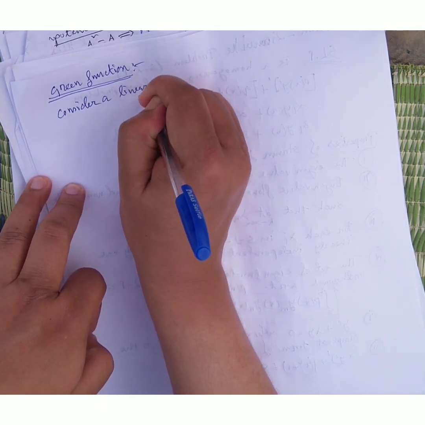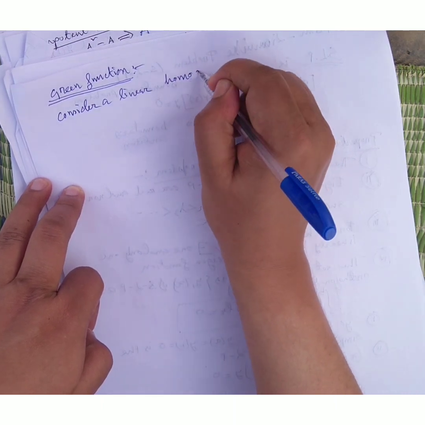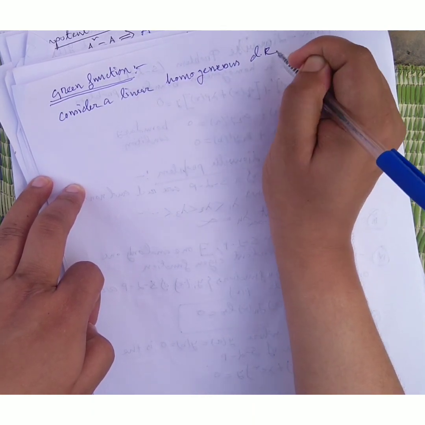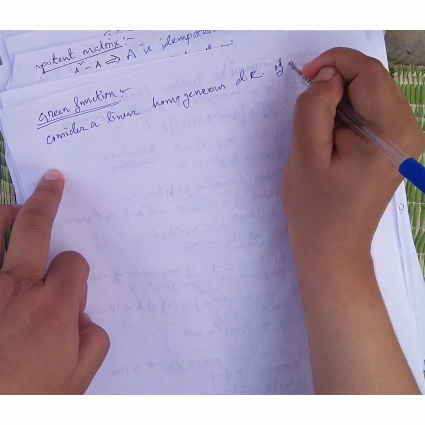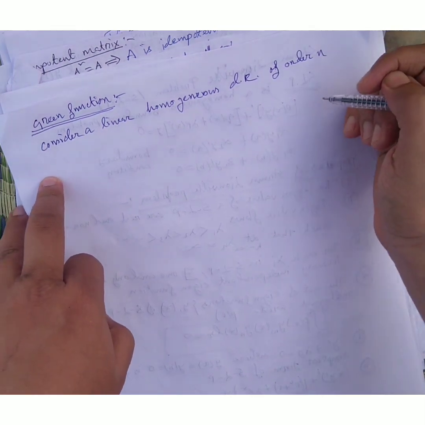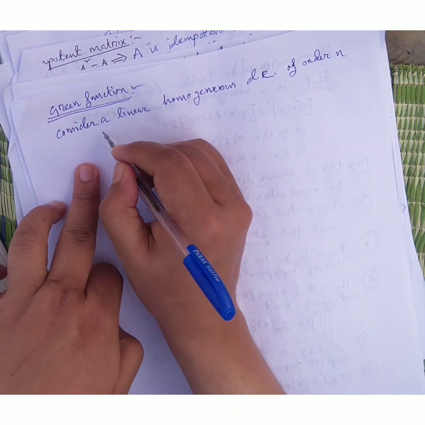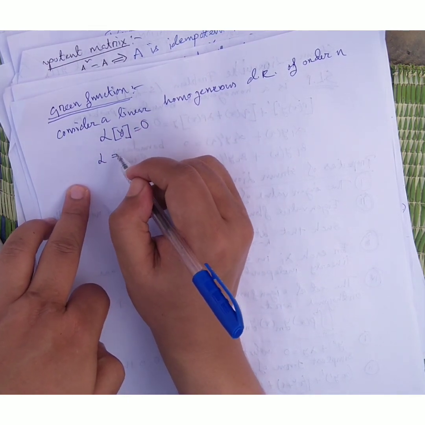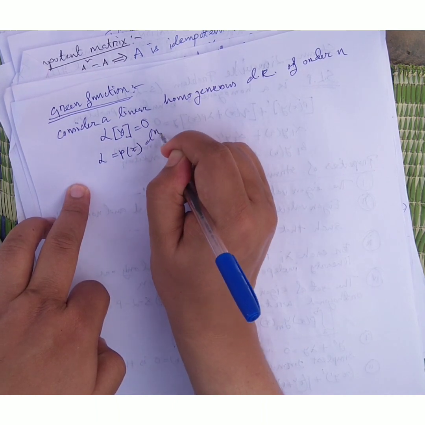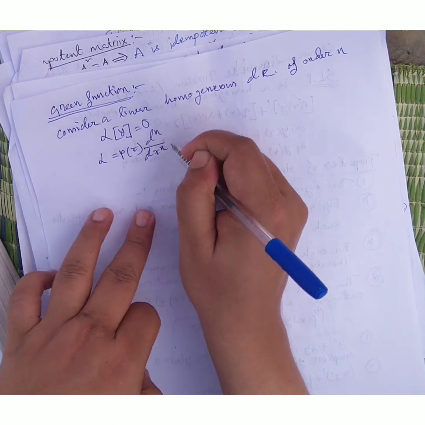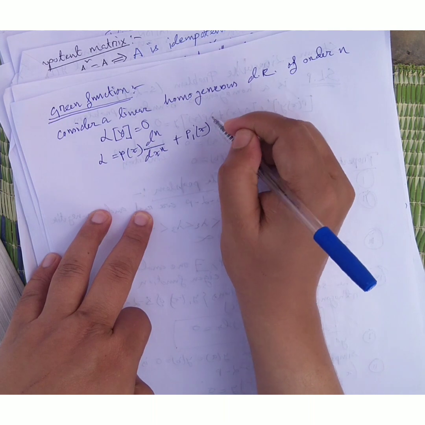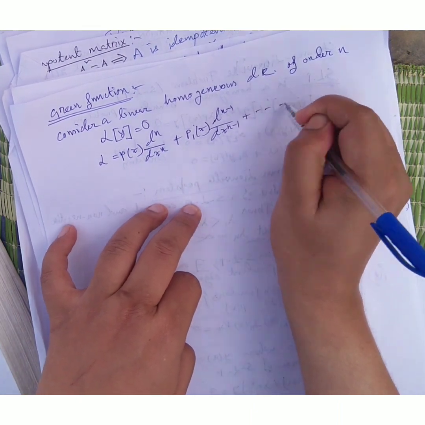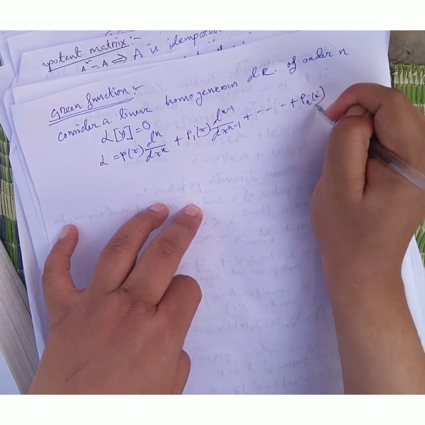a linear homogeneous differential equation, DE, of order n, where Ly equals 0, and L equals P0(x) d^n/dx^n plus P1(x) d^(n-1)/dx^(n-1) plus, up to, Pn(x). This is the L.